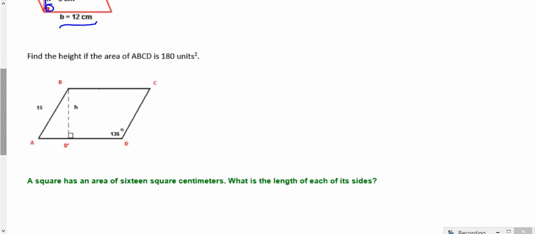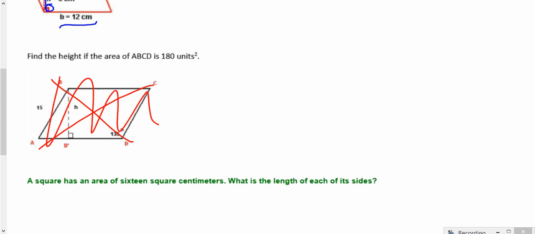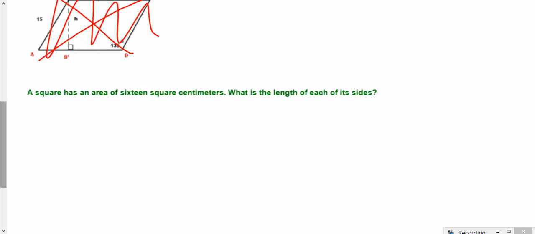This next question is needing trig, so that is going to be taken off the table. Sorry for putting that in there. So our next question tells us that we have a square. Remember, a square is a polygon, a quadrilateral with all sides equal length, so keep that in mind. It tells us the area of that square is 16 square centimeters. Find the length of each side.